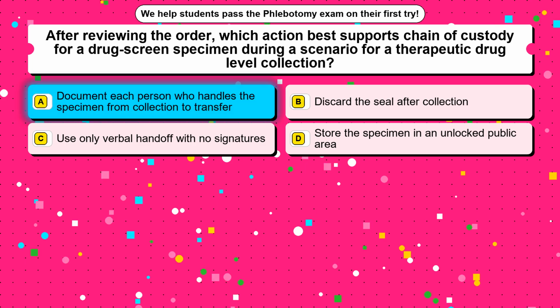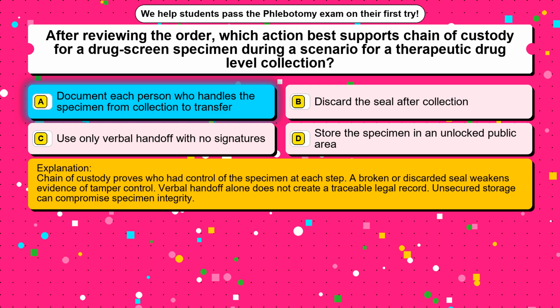The correct answer is option A. Document each person who handles the specimen from collection to transfer. Chain of custody proves who had control of the specimen at each step. A broken or discarded seal weakens evidence of tamper control. Verbal handoff alone does not create a traceable legal record. Unsecured storage can compromise specimen integrity.